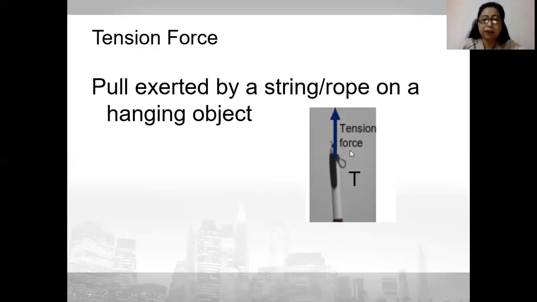The symbol for tension is capital letter T. Okay? It is the pull exerted by the string or the rope. The symbol is capital letter T. Whenever you pull something using a string or a rope, you are exerting a tension force.